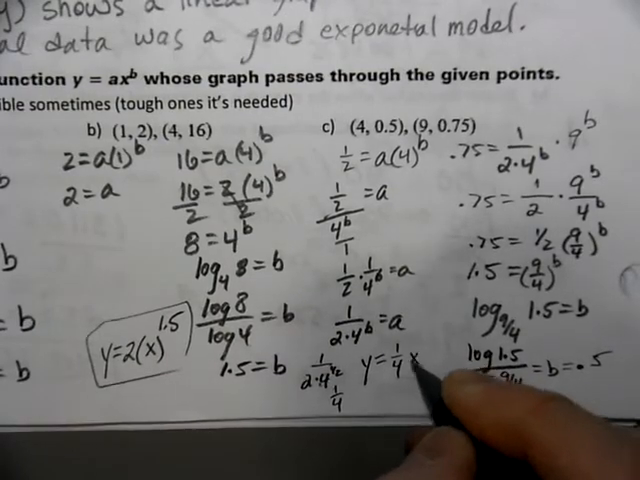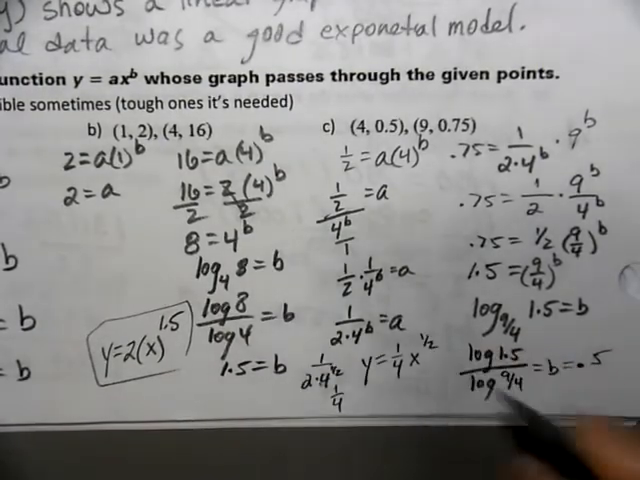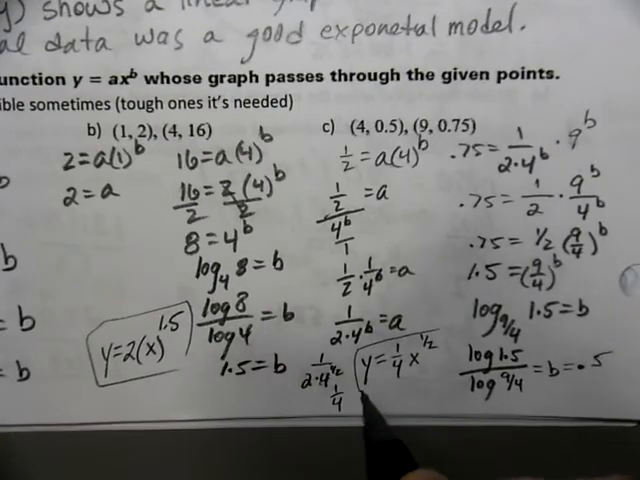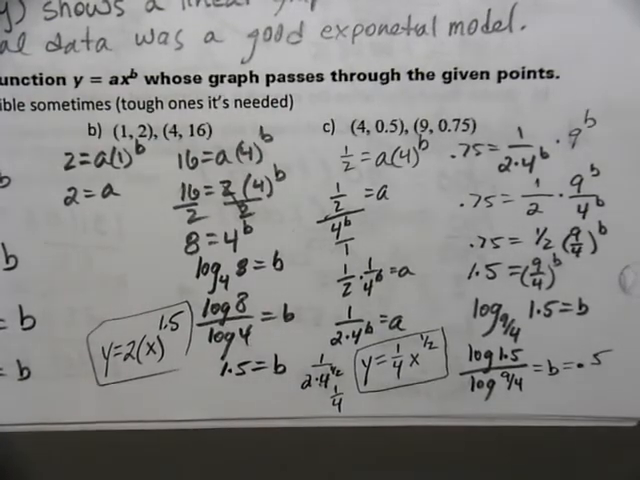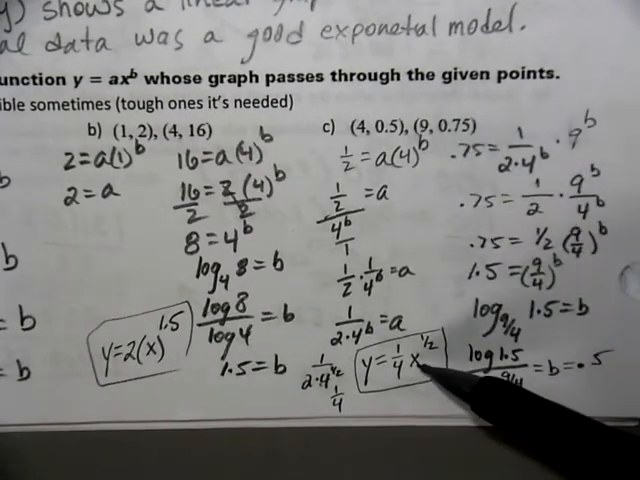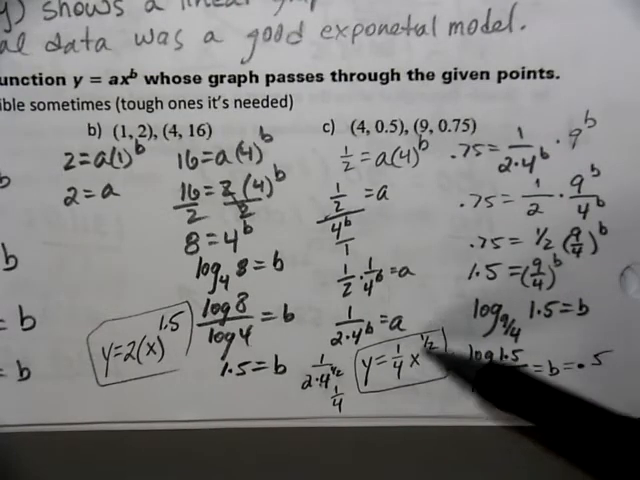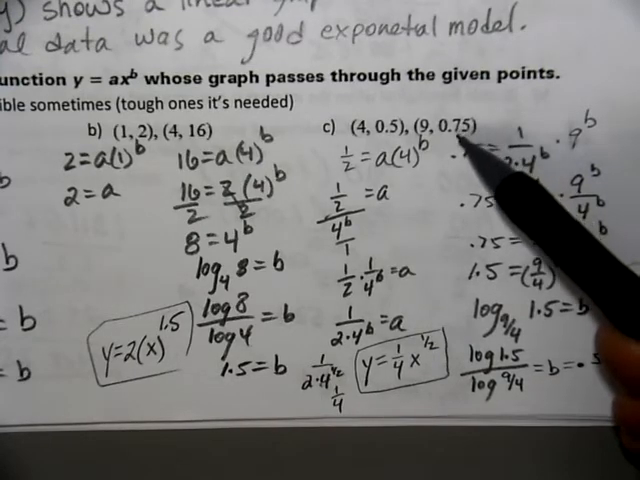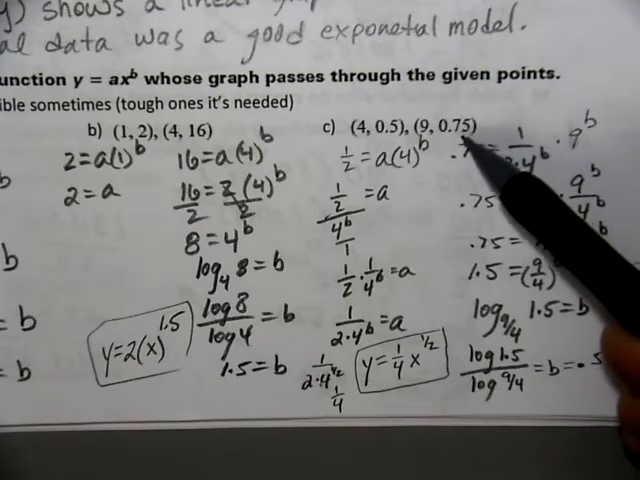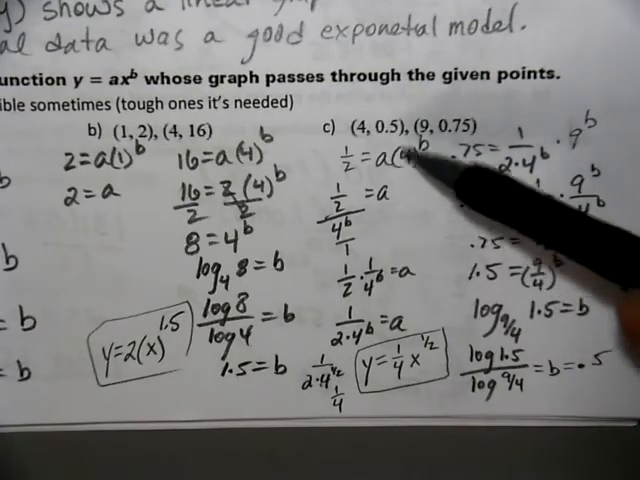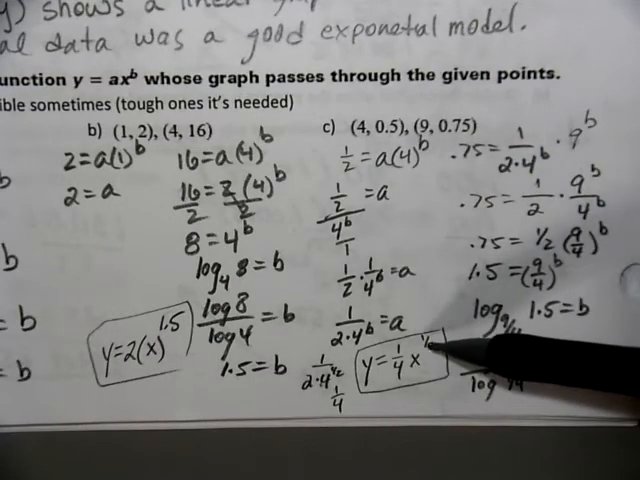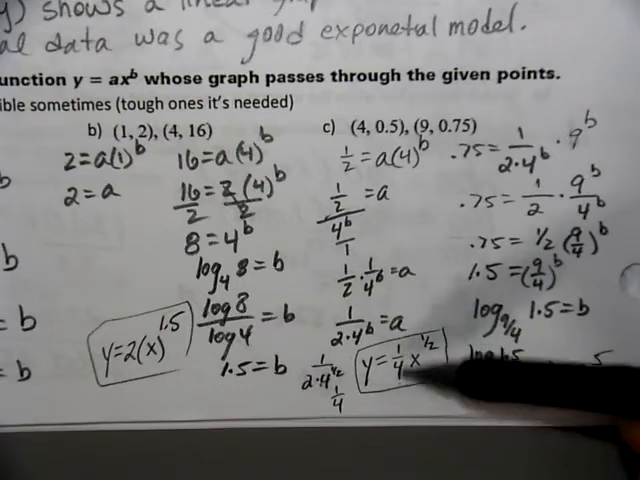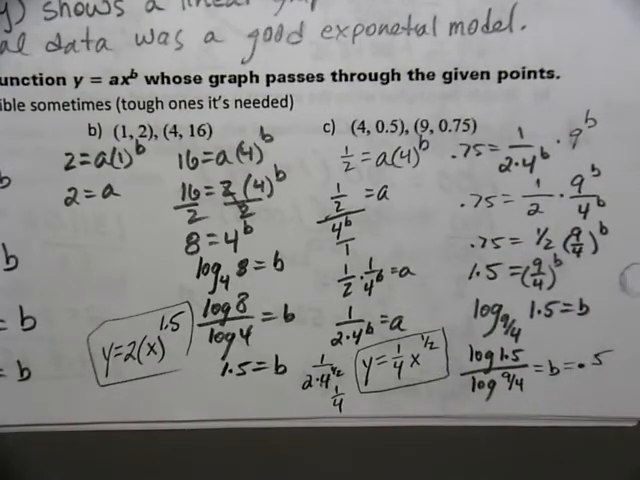The x value to the b. So if we plug 9 in here, the half power of 9 is the square root of 9, which is 3. 3 times 1 fourth is 3 fourths, otherwise known as 0.75. Plug in 4, the square root of 4 is 2. 2 over 4 is a half. So again, that worked out great. Check your work.